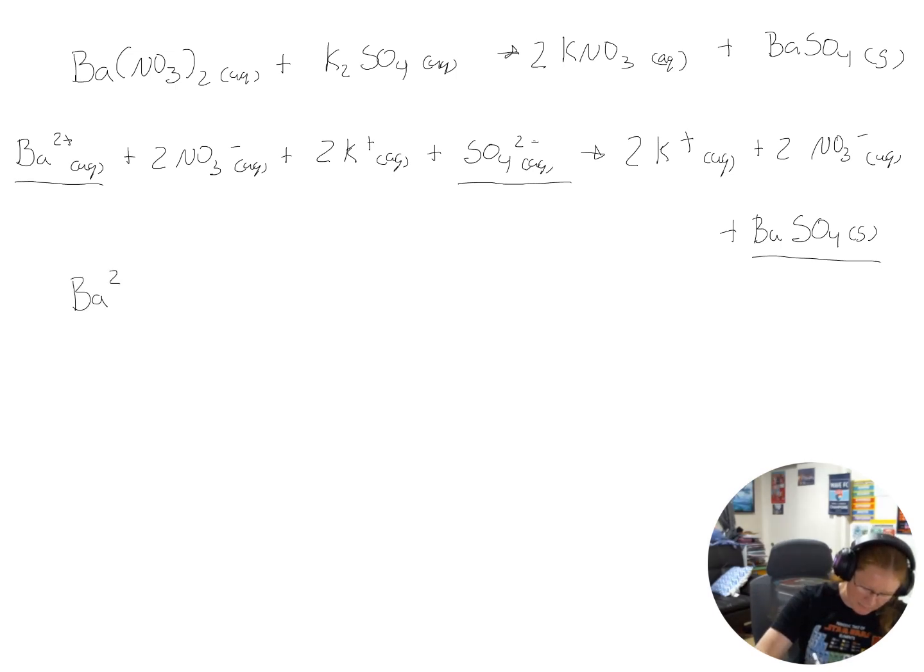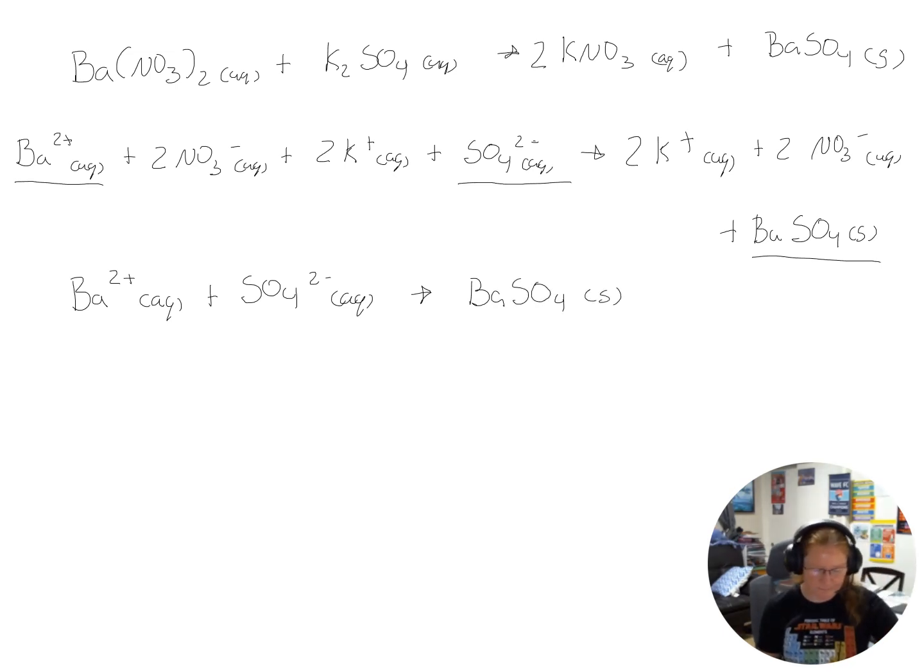So there's my barium ion, and there's my sulfate ion, giving me my barium sulfate solid. Okay? All right, so now the next part of our problem asks us to figure out the mass of that barium sulfate. And because I had amounts of both, we have to solve a limiting reagent problem.